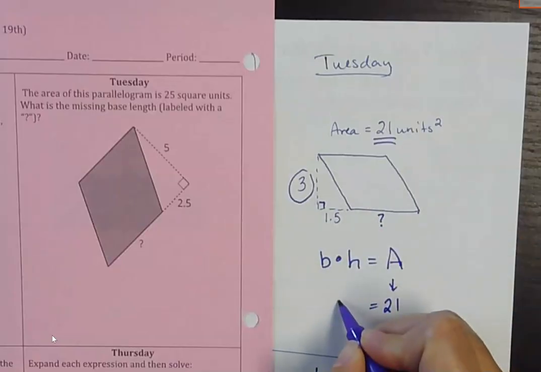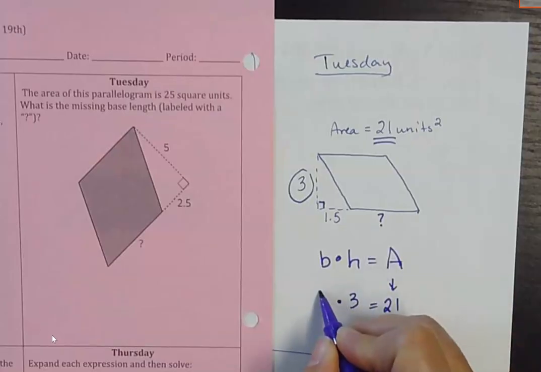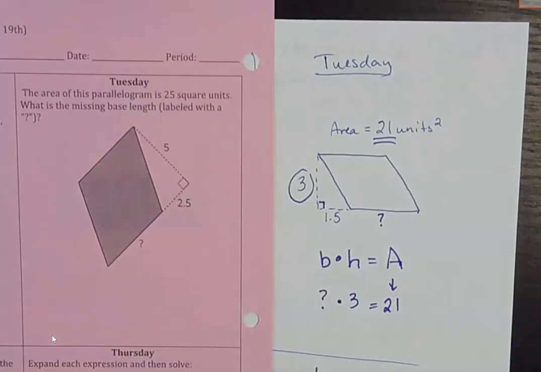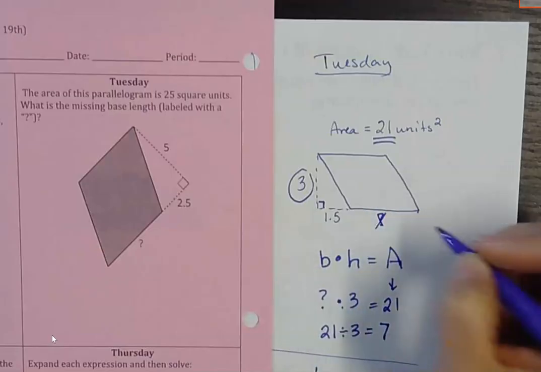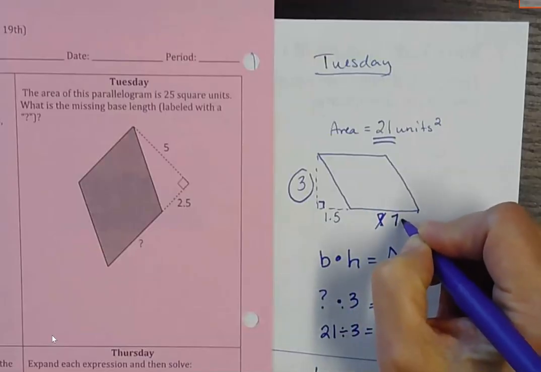So my height is 3. And I don't know my base. So I need to find this missing information. What number would go right here so that when I times it by 3, it would equal 21? And you might be able to figure that out on your own. If you can't, then we can divide, because it's the opposite operation, to find that missing information. So we're going to go backwards. 21, do the opposite operation, divided by 3 is going to equal 7. That's my missing side length. So this side length here, instead of having a question mark, now I can say it is 7 units.